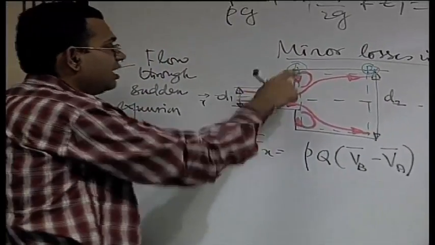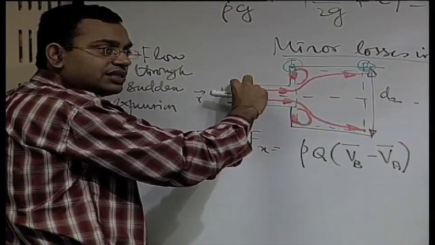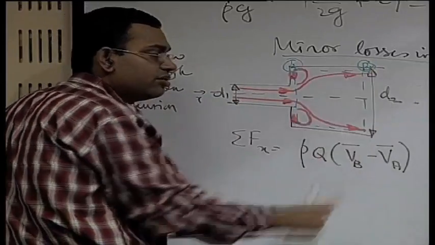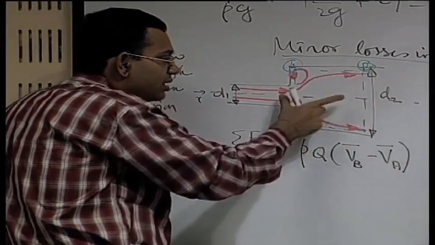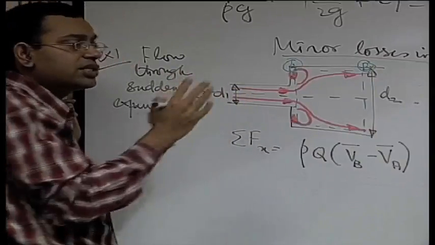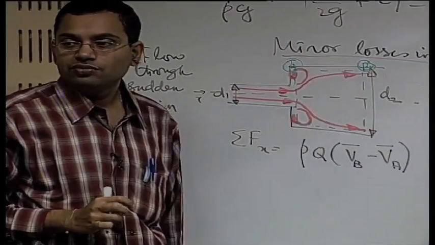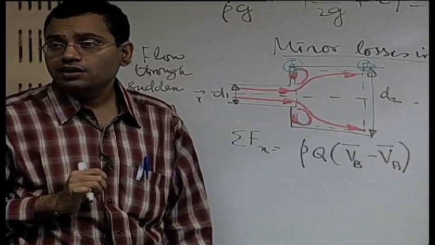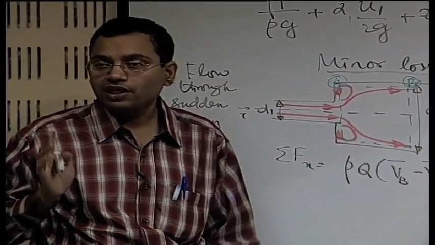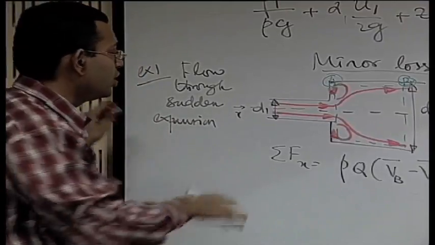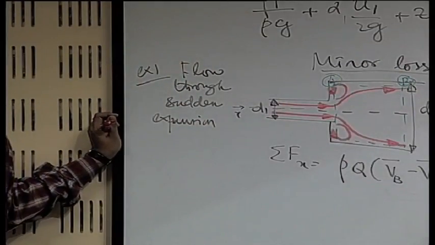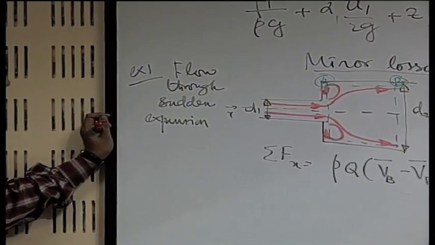Let us take a section 1 which is far upstream, and a section 2 which is downstream, and let us consider that the velocity profiles are approximately uniform at 1 and 2. When is that possible? It is possible when the flow is almost highly turbulent. So let us assume that the flow is highly turbulent, so that the velocity profiles are almost uniform, that is, the kinetic energy correction factor is not important.